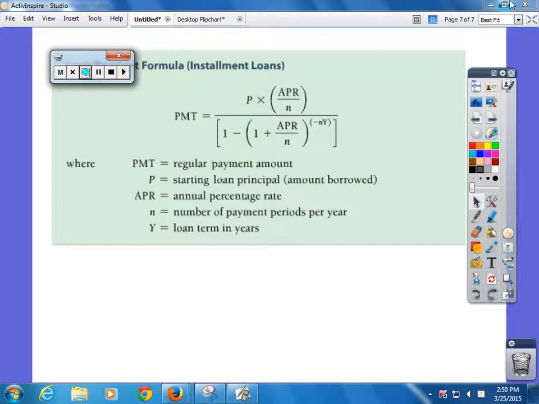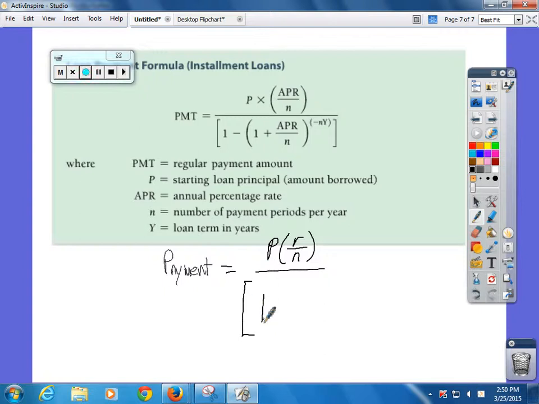So I would change it to payment is equal to T times R over N, over 1 minus 1 over 1 plus R over N raised to the NT power.